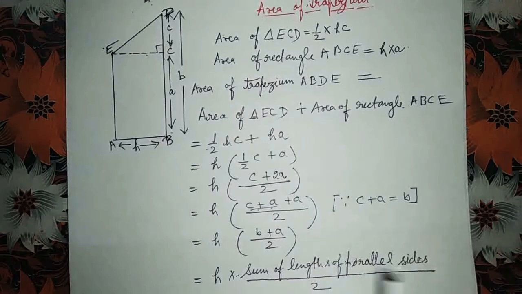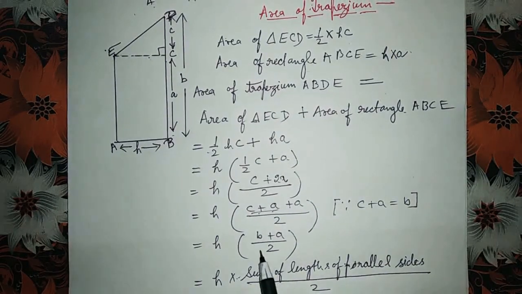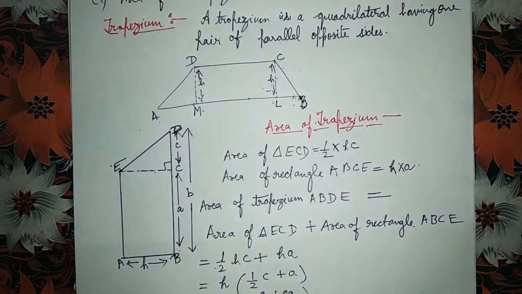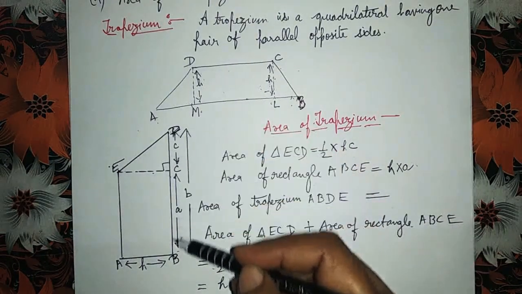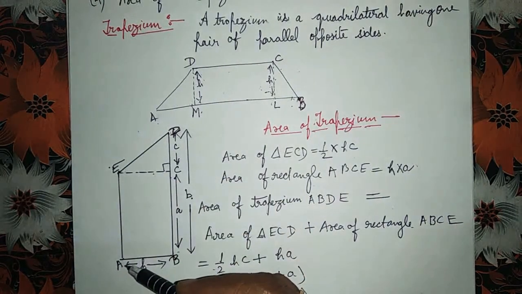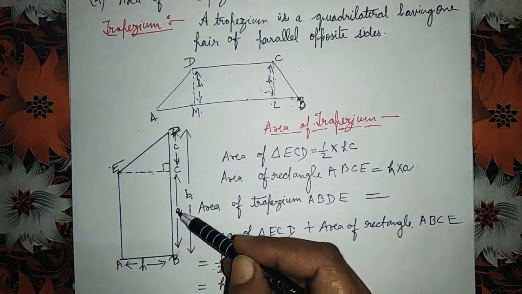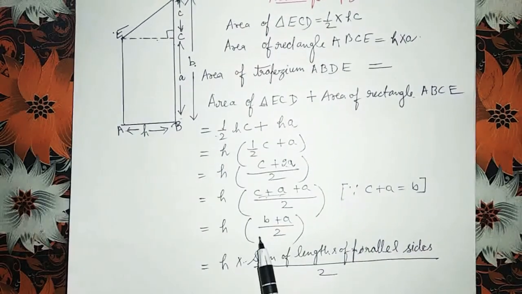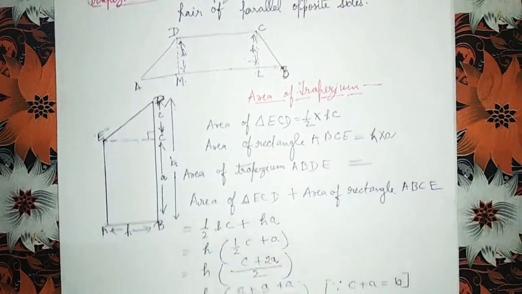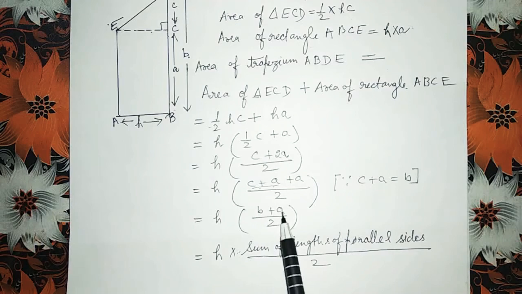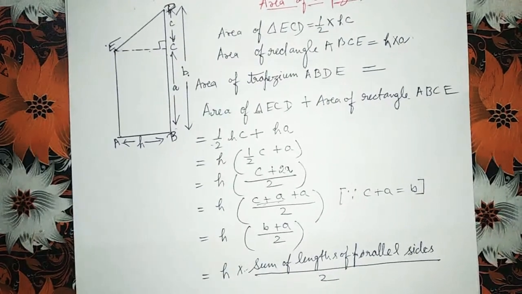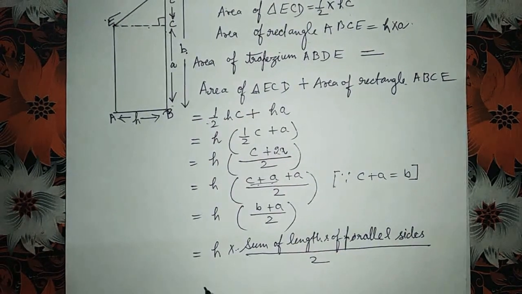Now you will think how sum of lengths of parallel sides is equals to B plus A. Children, these two sides are parallel sides. Okay. And length of this side BD is equals to B, and length of this side EA is equals to A. Okay. So for B plus A you will write sum of lengths of parallel sides, and whole divided by 2. Okay.